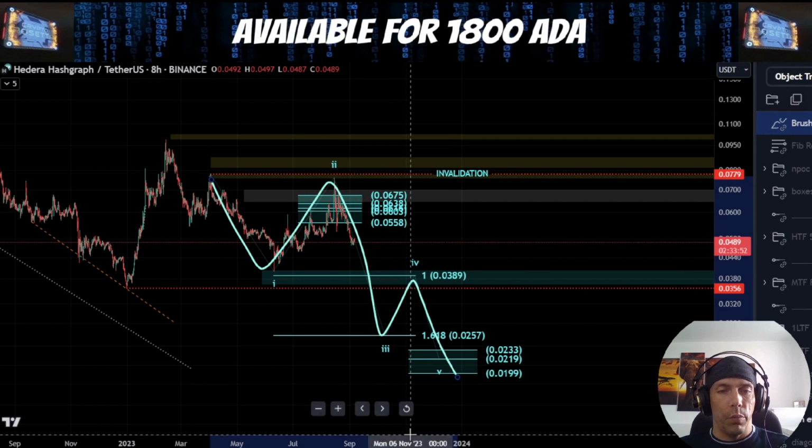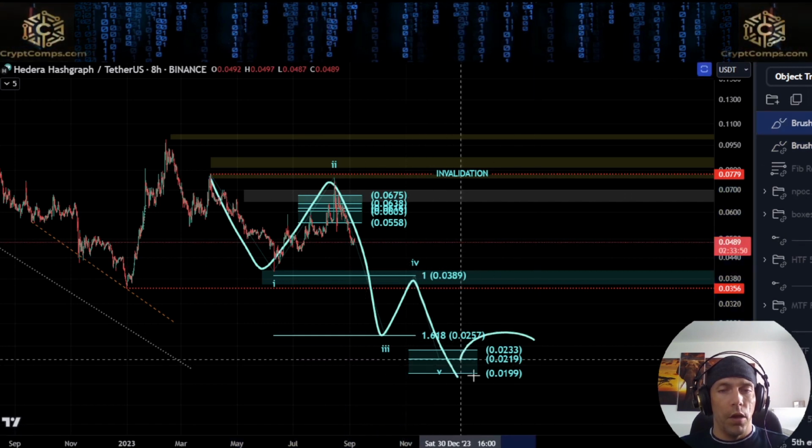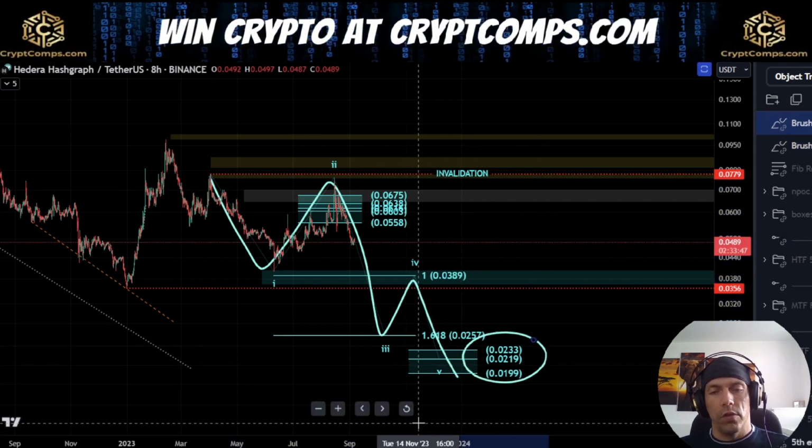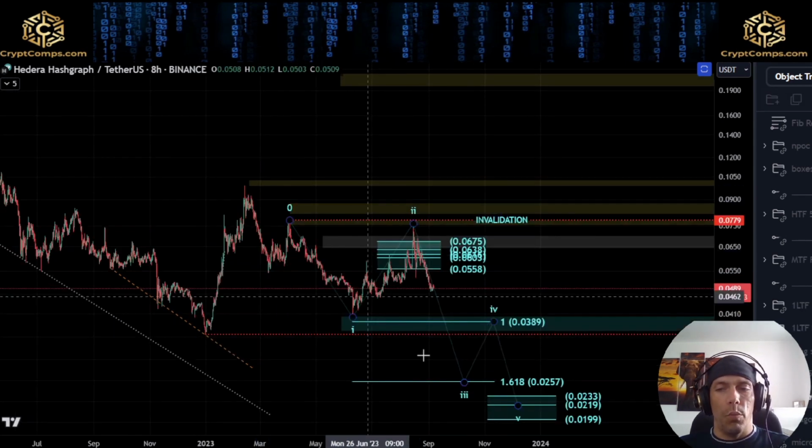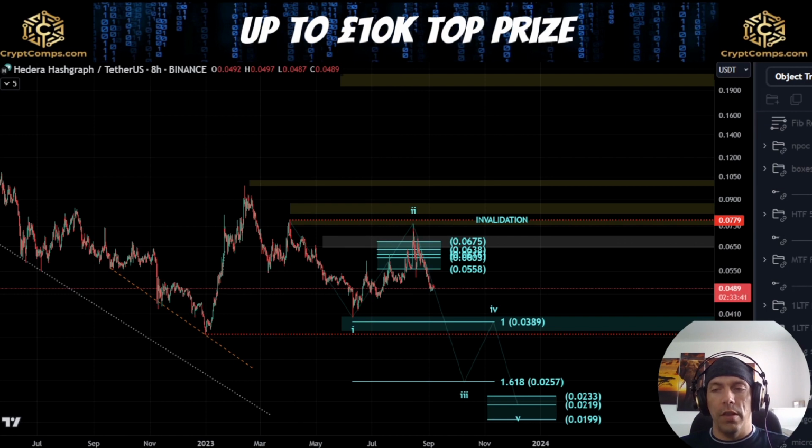We would then be looking for the possibility of an additional 4th and a 5th, which could look to push us down towards this 0233 to this 0199. So this is our more bearish case here, where we're looking for a direct sell-off.